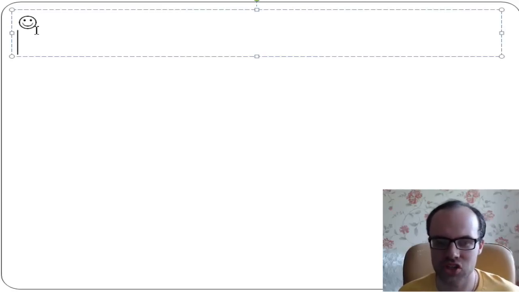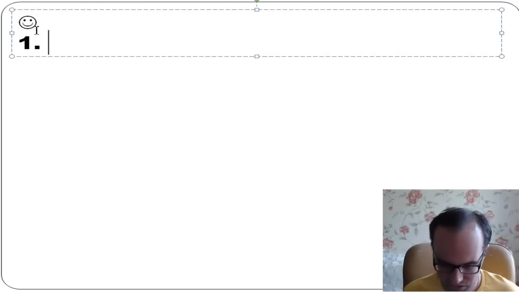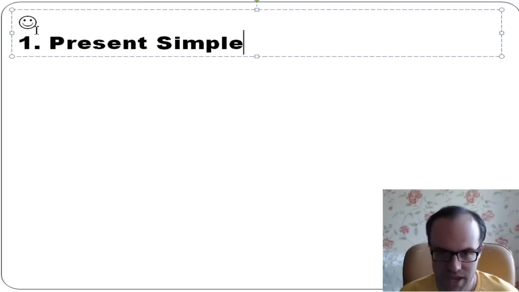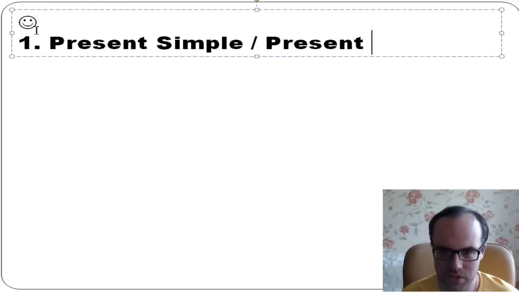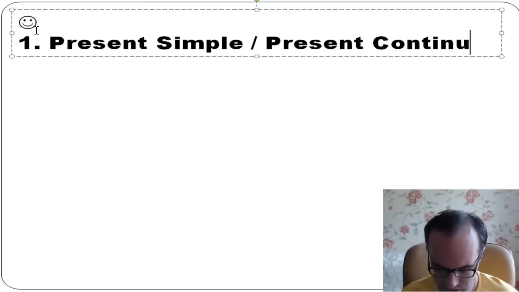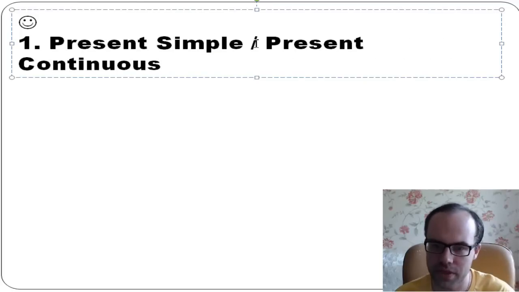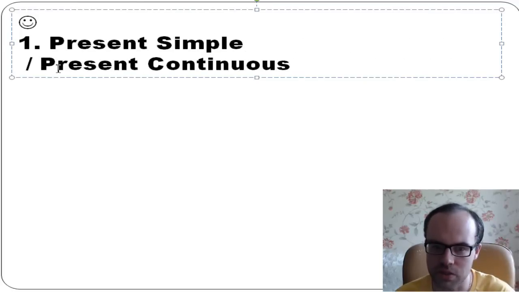So you know that this course is for you, and let's start with something simple. The difference between present simple and present continuous. Do you know the difference between these tenses?